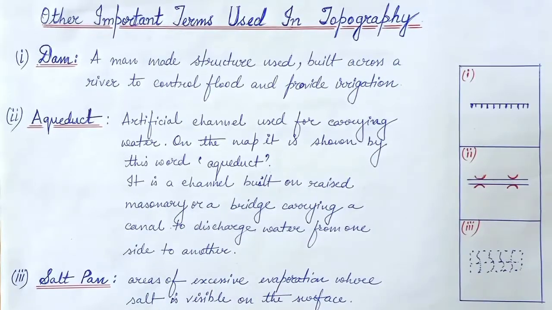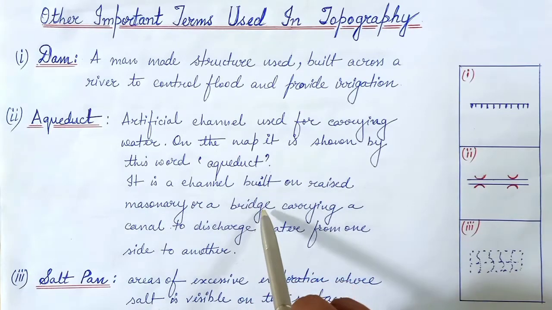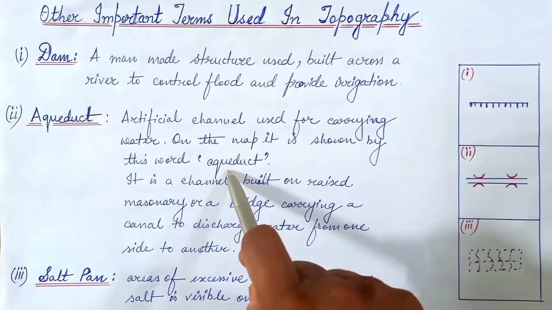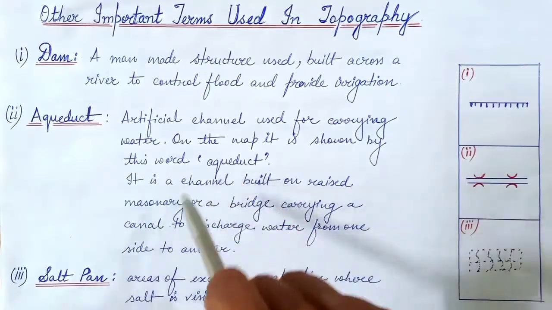So on a bridge, a canal will be constructed. It will be made of masonry, that is concrete, and it will be used to carry water. So the main purpose of an aqueduct is to carry water, and it will be shown like this, and the word aqueduct will be mentioned in the topographical map.